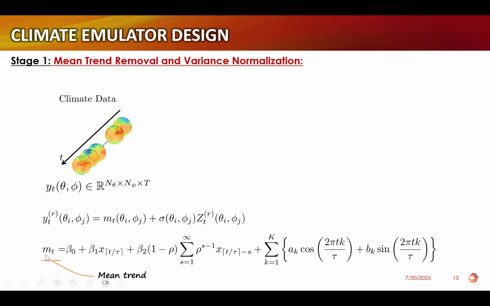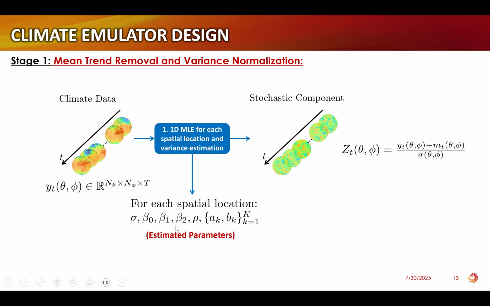Once we know the mean trend, we subtract it from the data and divide by the standard deviation, and what we get eventually is the stochastic component. So for each spatial location, we learn sigma and the parameters that define the mean trend. Once we have these parameters, we subtract MT and divide by sigma, and we obtain the stochastic component. So this is stage one.